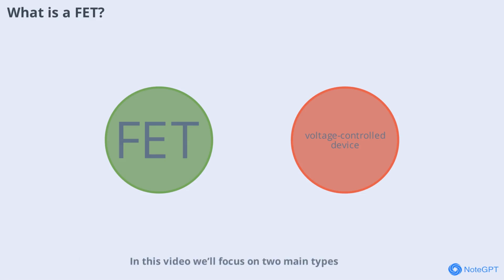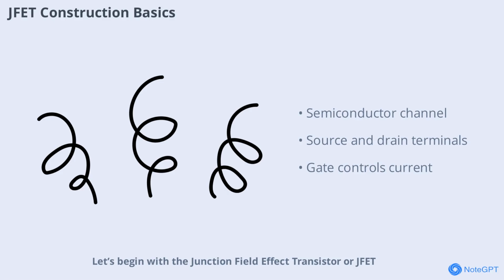In this video, we'll focus on two main types: the junction field effect transistor (JFET) and the metal oxide semiconductor FET (MOSFET). Let's begin with the junction field effect transistor, or JFET. The JFET is constructed using a semiconductor channel, which can be either N-type or P-type. Two terminals called the source and drain are connected to either end of the channel. A third terminal known as the gate is placed adjacent to the channel and is separated by a reverse biased p-n junction. This unique structure allows the gate voltage to control the current flowing from source to drain. The simplicity of the JFET's construction makes it a popular choice for many analog applications.